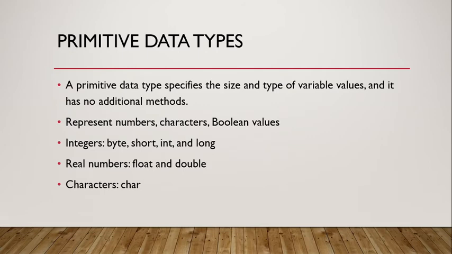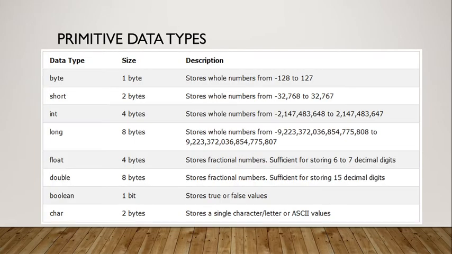Primitive data types. A primitive data type specifies the size and type of variable values, and it has no additional methods. They represent numbers, characters, and Boolean values. Integers: byte, short, int, and long. Real numbers: float and double. Characters: char.